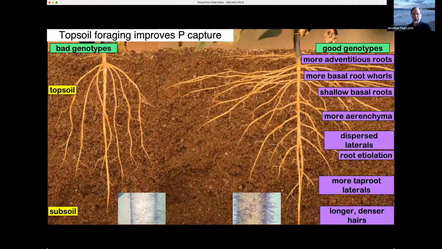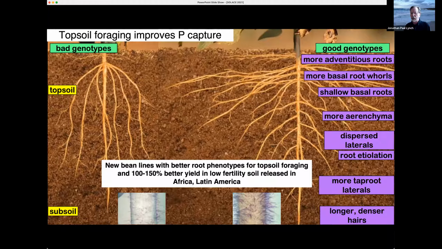You see at the bottom root hairs. And employing direct phenotypic selection, because bean breeders in the tropics generally do not have money or resources for genotypic selection. But these are all visible traits that can be easily seen, visible phenotypes. So selecting for these root phenotypes, we have ourselves and in collaboration with CIAT and African breeding programs, released new bean lines with better root phenotypes for topsoil foraging that have between 100 and 150% better yield in regional trials in Africa and Latin America.